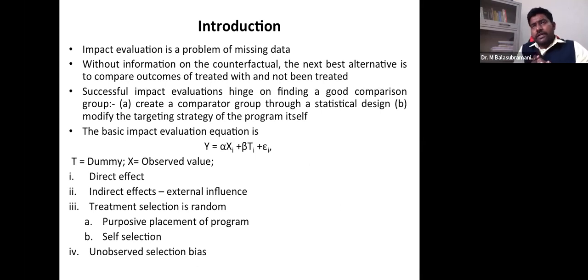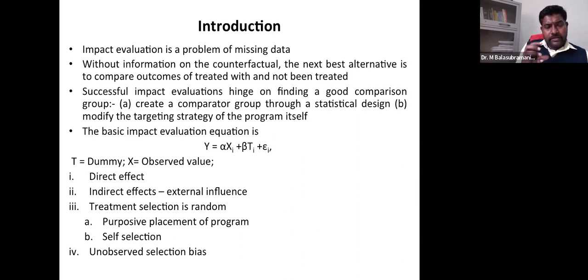So, coming to impact evaluation. Of course, impact evaluation is to find missing data. Why am I telling this missing data? Because one cannot observe the outcomes of program participants had they not been beneficiaries. They may be participants after the intervention, then we can observe the output. But the missing data here is what they would have been if the program had not existed.